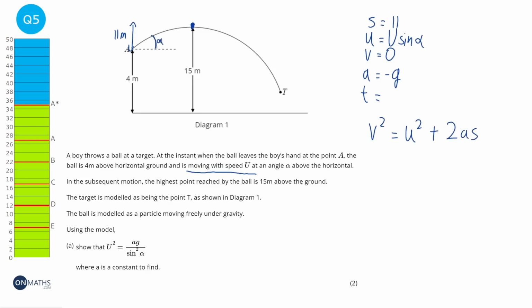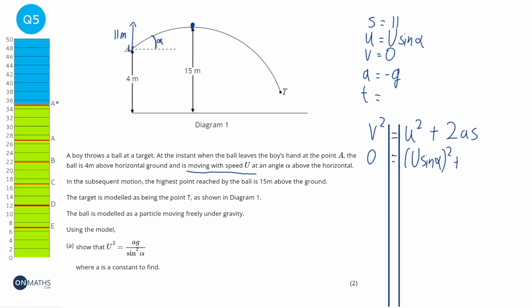Now this actually tallies with what we can see here. We can see these squareds here, so we know that the formula involves squares. So that will be 0 equals, and actually let's get our lines in. Try and make this a bit neat. So 0 equals (u sine alpha) squared plus 2 times minus g times 11. And so that will be u squared, just a capital U squared, sine squared alpha minus 22g.